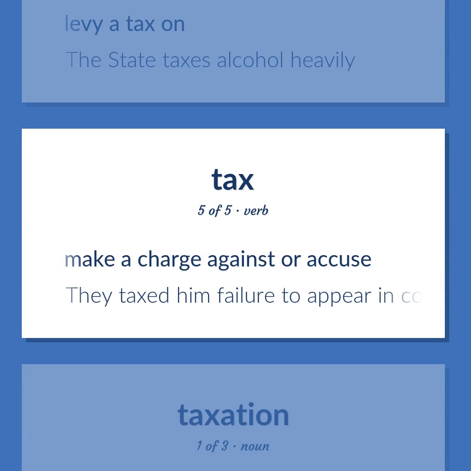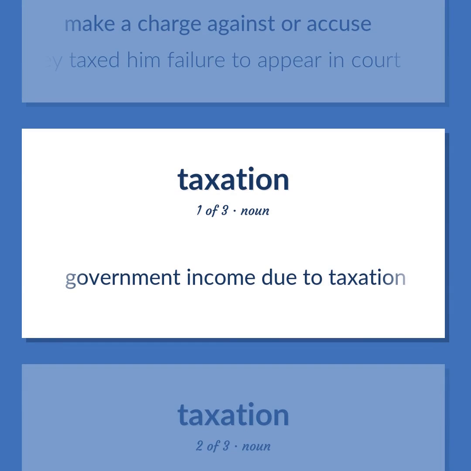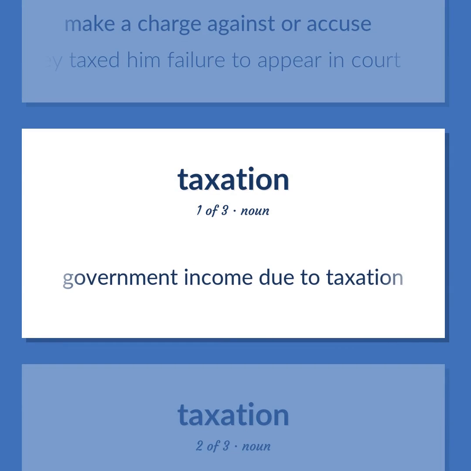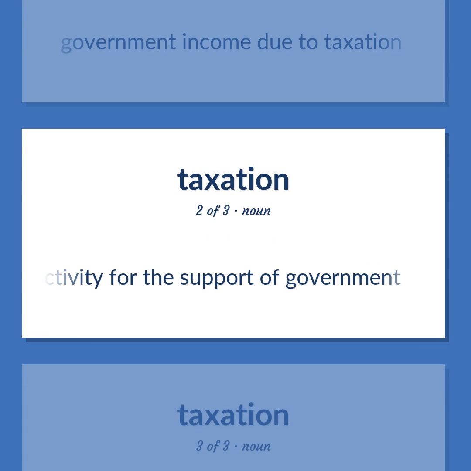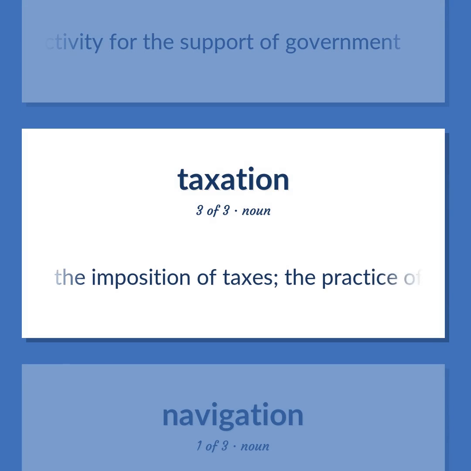Make a charge against or accuse. They taxed him with failure to appear in court. Government income due to taxation. Charge against a citizen's person or property or activity for the support of government. The imposition of taxes, the practice of the government in levying taxes on the subjects of a state.